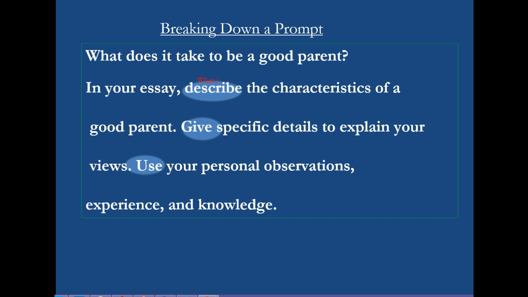Next, we are going to write the word what above our bossy words. Then we're going to underline the answer to the bossy what. What does it want us to describe? Characteristics. What does it want me to give? Specific details. What does it want me to use? Personal observations, experience, and knowledge.